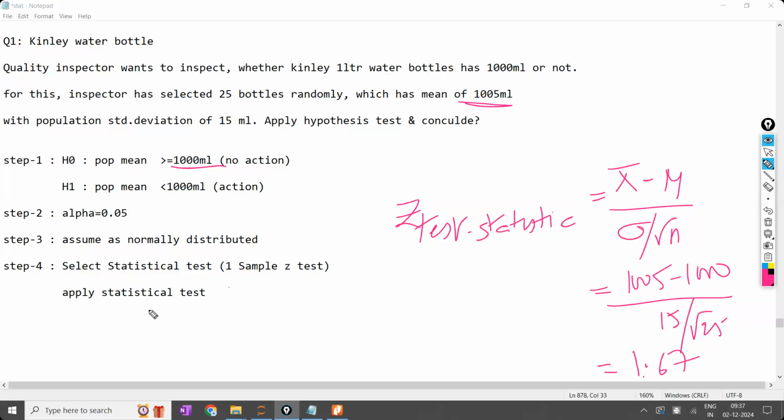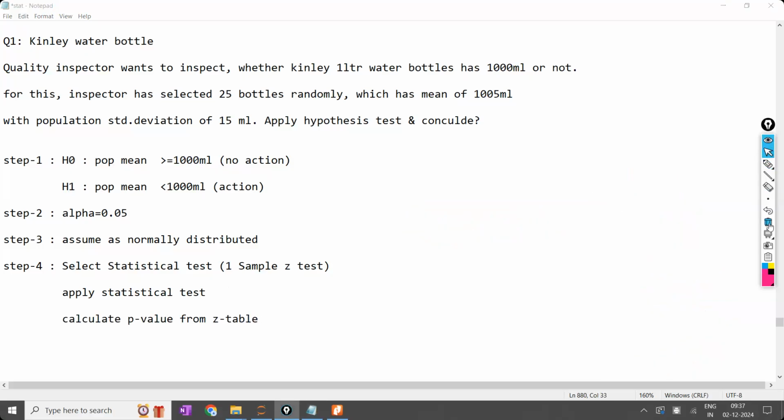After applying the statistical test, what is the next step we have to do? Calculate the p-value. So how to calculate the p-value? From Z table. Open the Z table, and from the Z table, we are going to calculate. Now, before calculating the p-value from the Z table, here the select statistical test is one sample Z test, with what tail rejection? Left tail or right tail or two tail? It is a left tail rejection.